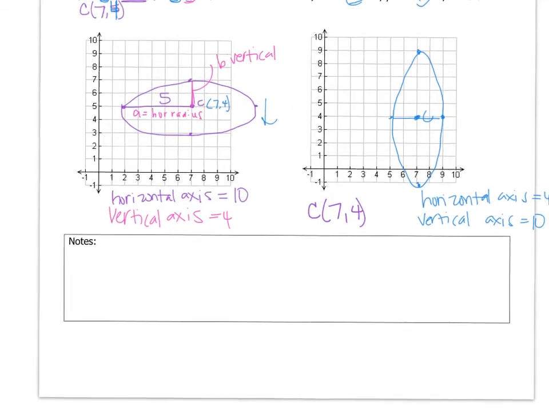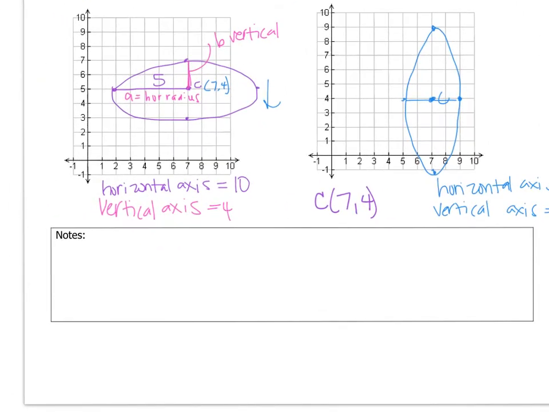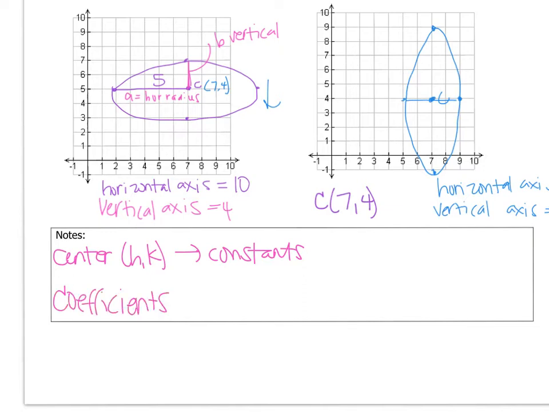So some notes, just kind of summarizing up what we just discussed. The center, H and K, these are constants. And then the coefficients in front of sine and cosine give our horizontal and vertical radius. And again, those are the values of A and B.